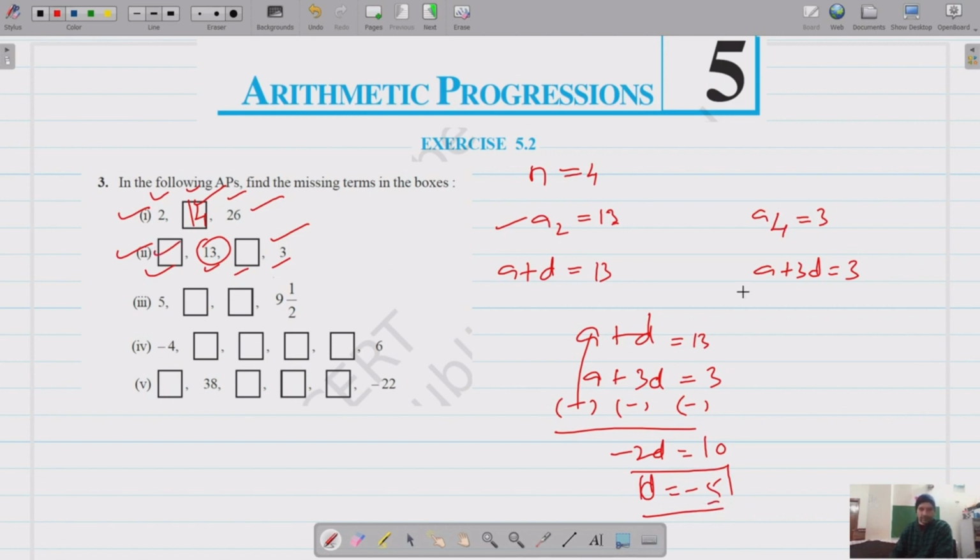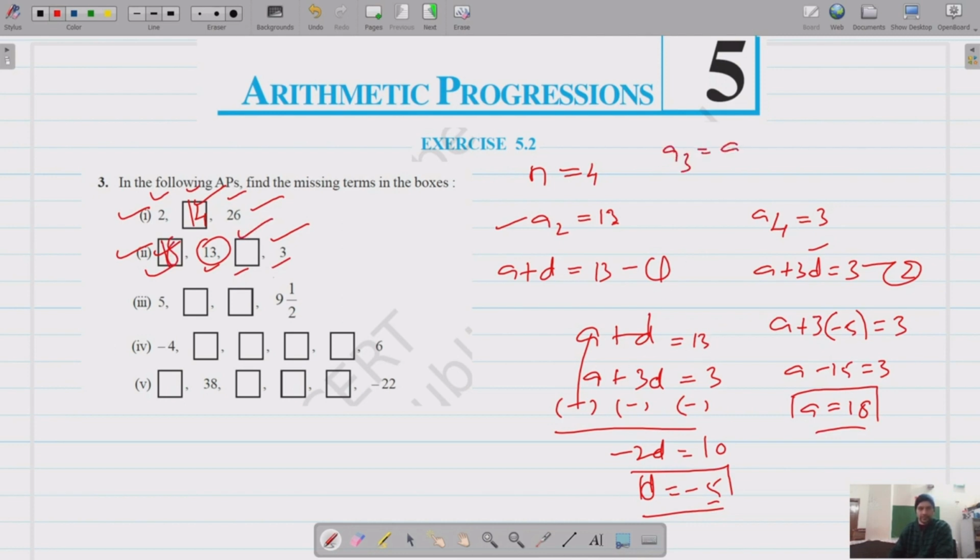Okay, so D is negative 5, so from any of these equations we can find A. So A plus, let's put in the value of D here, 3 into minus 5 is negative 15, equal to 3, and A is 18. So the first term is 18 and this is the third term. The third term is A plus 2D, so A is 18 plus 2 into D, which is negative 5. So 18 minus 10 is 8. So this is 8. 18 and 8.